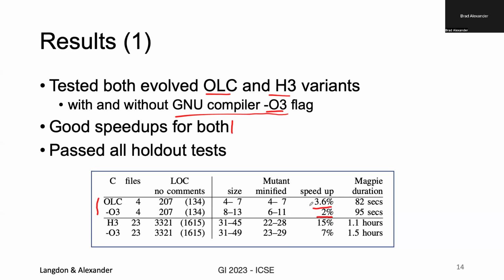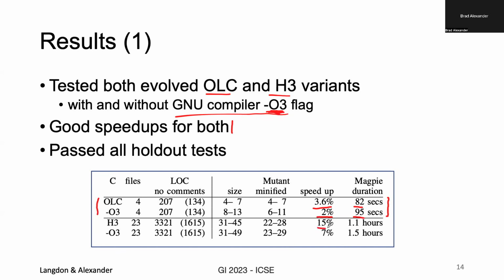Not all of them, but at least some of them. And so you'd expect to see that it would be harder to beat. The actual run times on OLC are very, very fast. So 82 seconds on a laptop for the plain compiler, and 95 for the O3. As you'd expect, this 95 is a bit larger than the 82 because it takes time to run the optimization in O3. And we're seeing a similar pattern of results for H3.